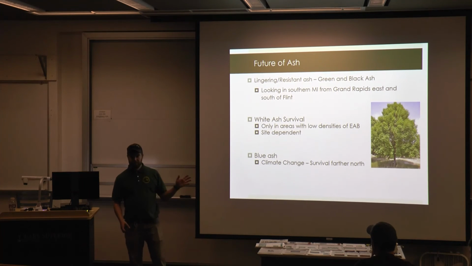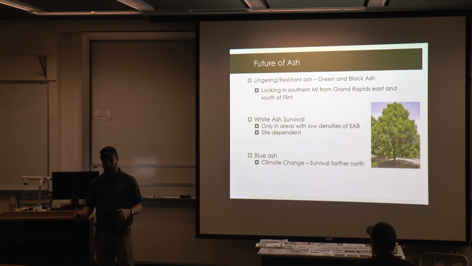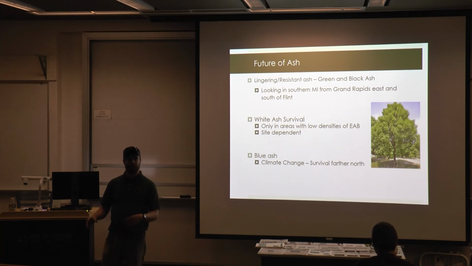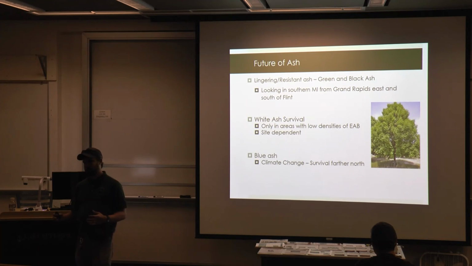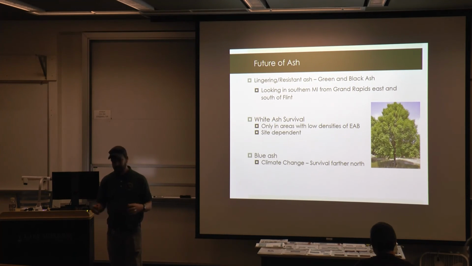Another thing to look at is white ash survival. In areas where there was a lot of black ash and green ash, which are highly susceptible to EAB, white ash didn't do so well because EAB would build up the population so heavy on green ash and black ash, and then they would basically swarm and overwhelm the white ash.